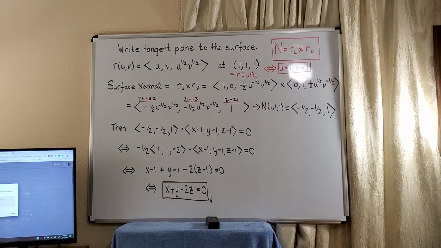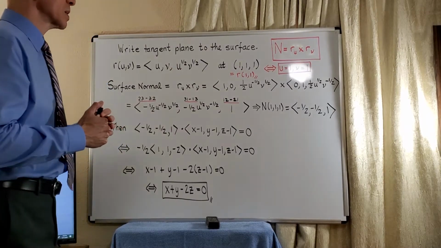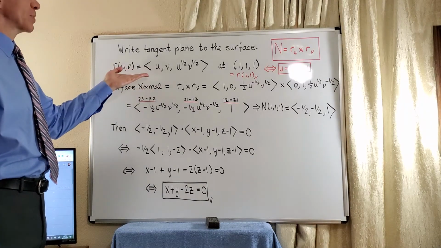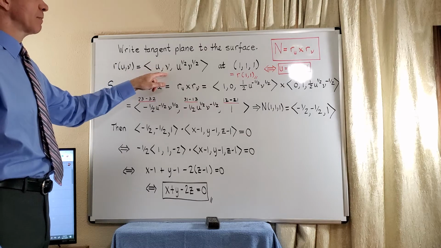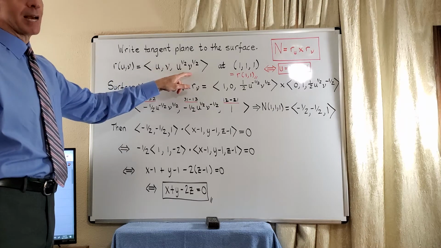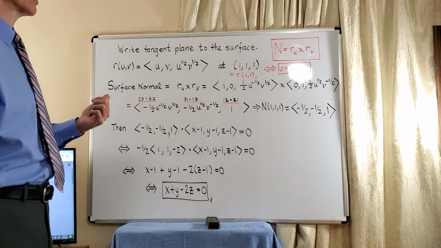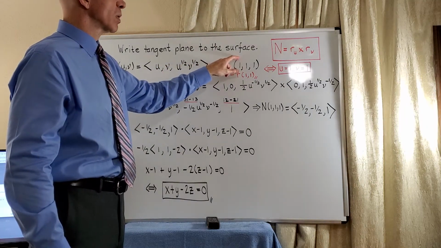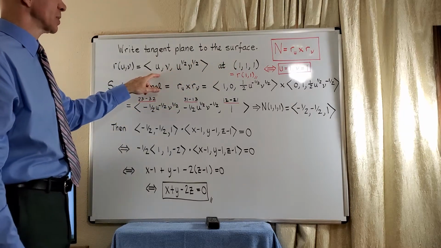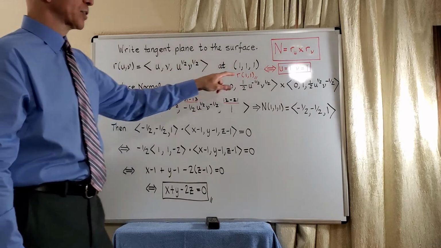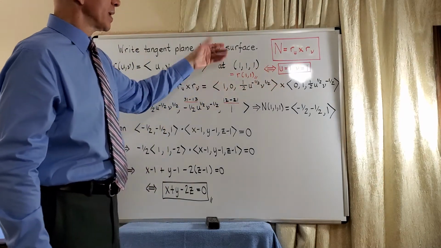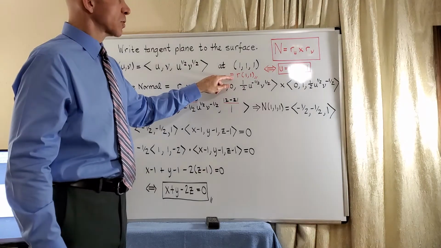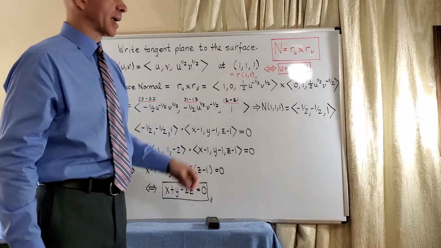Let's look at the computation of a tangent plane to a surface where the surface is represented parametrically. Now our parametric representation is u, comma v, comma u to the 1/2 times v to the 1/2. And we would like to construct a tangent plane at the point 1, 1, 1. When you compare the point 1, 1, 1 to our parametric representation, this implies that u and v are both 1. So this is important when we actually finish the calculation.